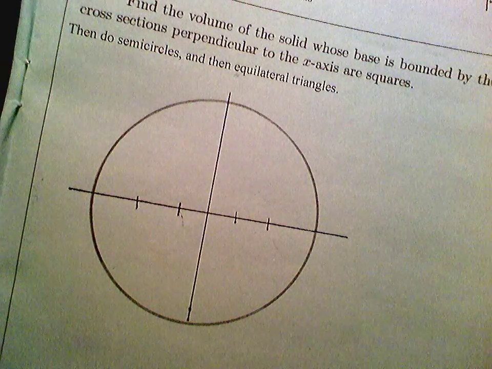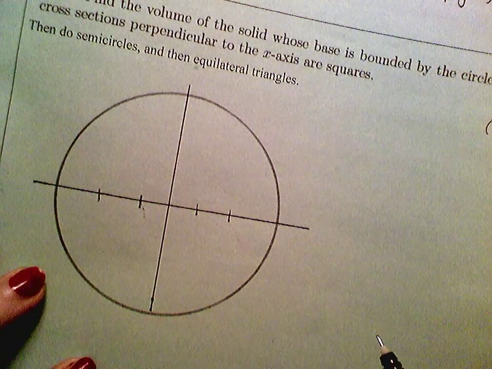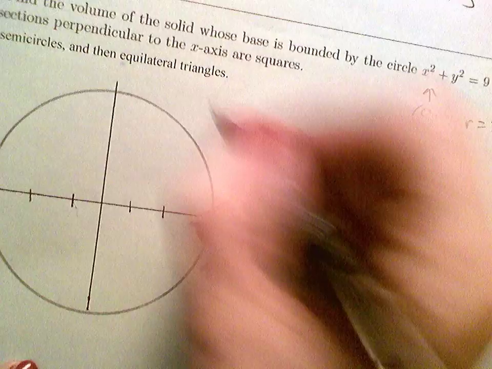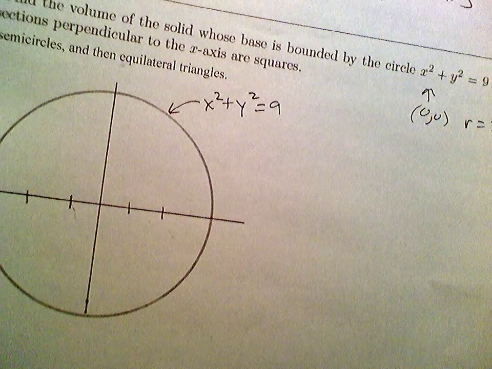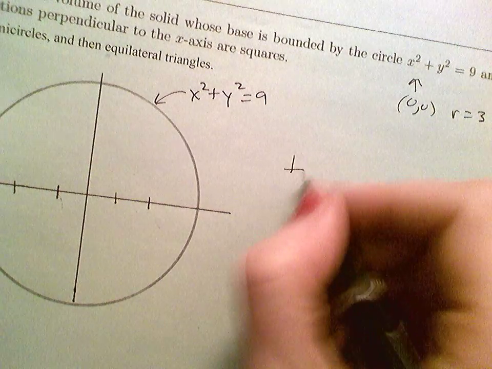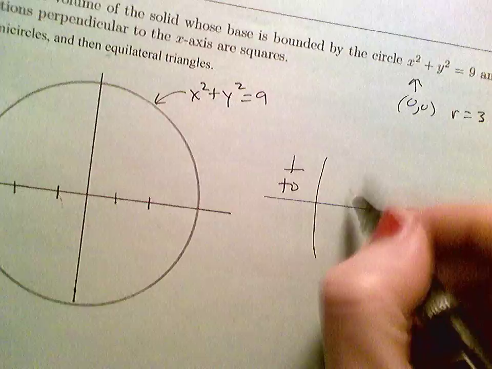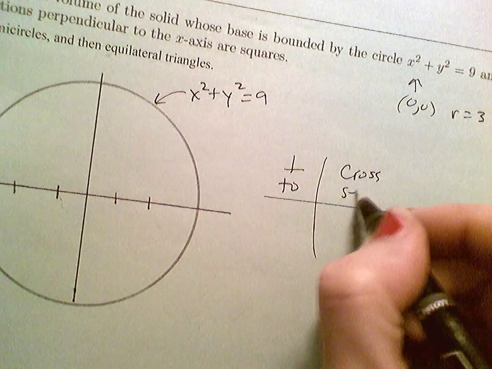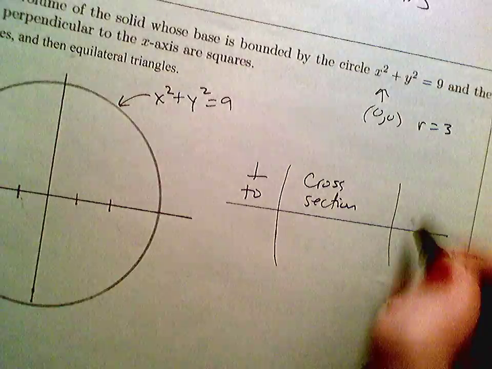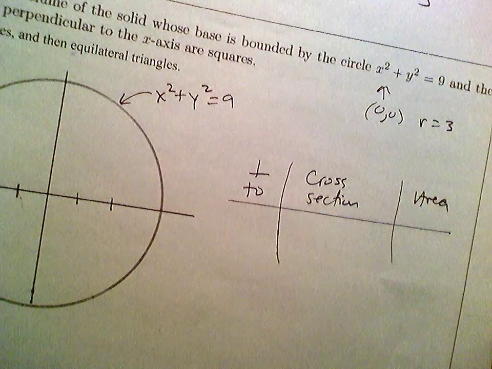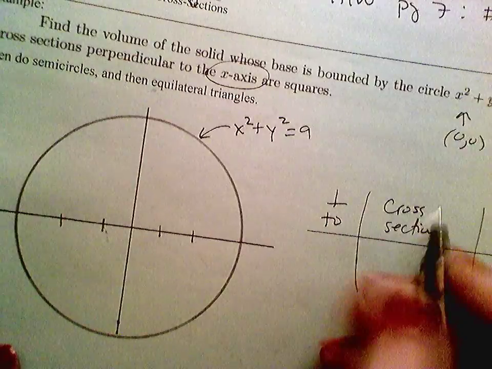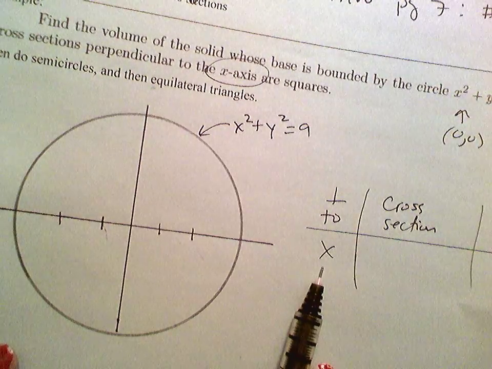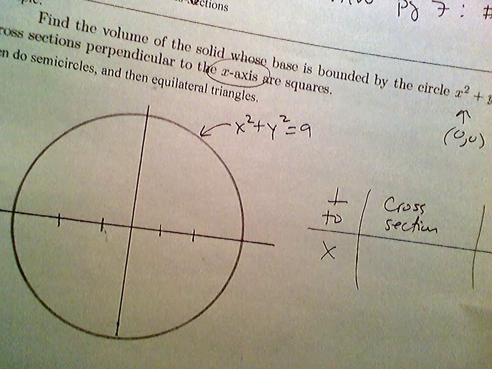And remember, the way that you do these is you set up this chart. Let me write the equation: x squared plus y squared equals 9. I'm going to ask myself, perpendicular to what? I'm going to draw a picture of a cross section and find its area. Since they want our cross sections perpendicular to the x-axis, everything is going to be in terms of x. Remember, in terms of x means that y is solved for.